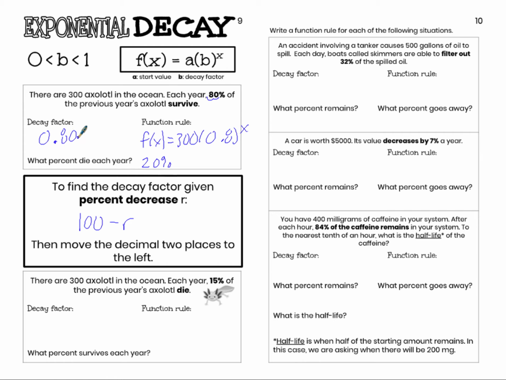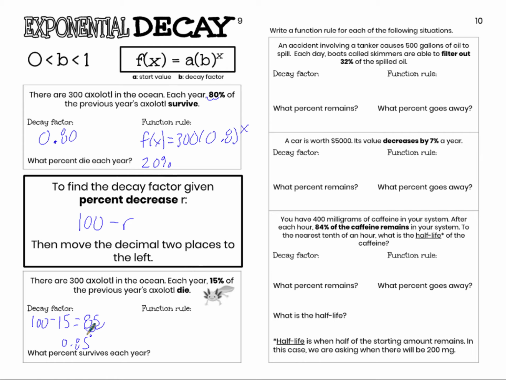to represent 80%. Here's a similar situation. Instead of telling you what percent survive, I'm telling you what percent die. Man, this is a little rough. That means my decay factor is 100% minus whatever percent die. So 15% of the original amount die. That means I have 85% remaining, making my decay factor 85 hundredths or 0.85.